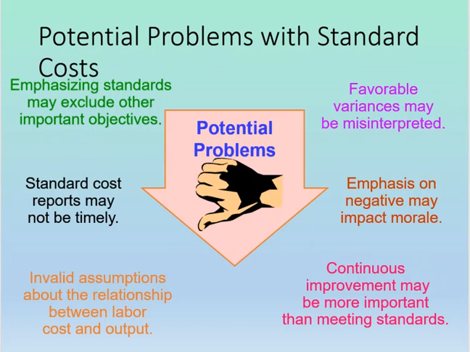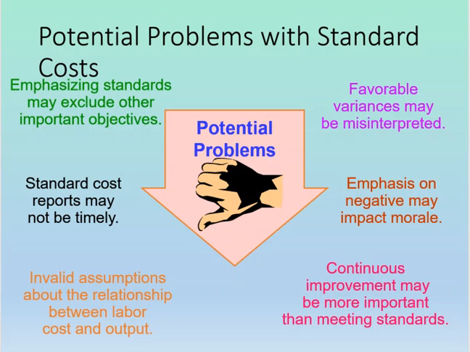Now, some potential problems with standard costs. Standard cost reports are usually prepared on a monthly basis and often released days or weeks after the end of the month, so the information can be somewhat outdated. Also, if variances are misused as a club to negatively reinforce employees, morale could suffer and employees may make dysfunctional decisions. We talked before about making sure that we have standards that are high but attainable. So if we make them too high, that's going to frustrate our employees.